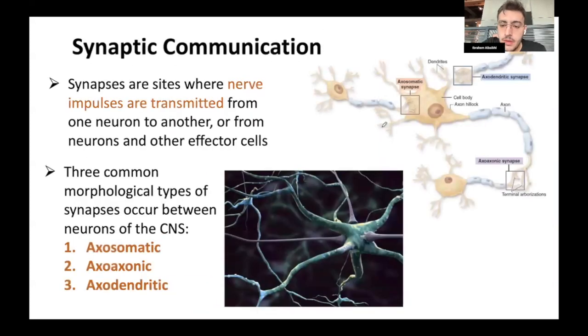Now, the different connections throughout the nervous system can be divided into three main divisions. So you have your axosomatic, from the name, so it's an axon to a soma, which is the cell body. You have axoaxonic, which is an axon to an axon, as you can see here. And then you have your axodendritic. Again, you don't have to memorize these, just get oriented.